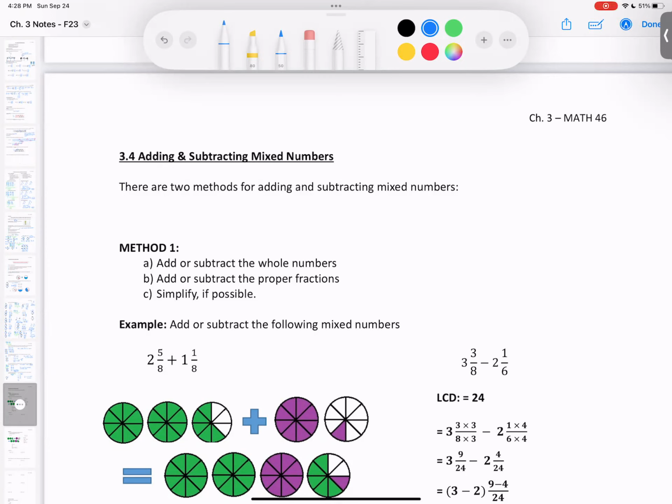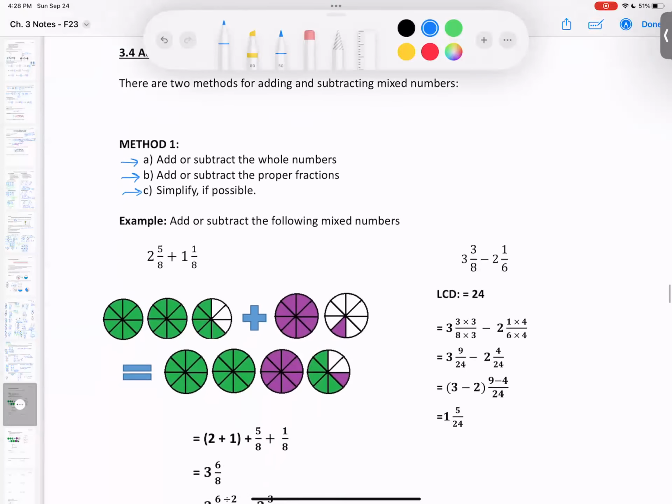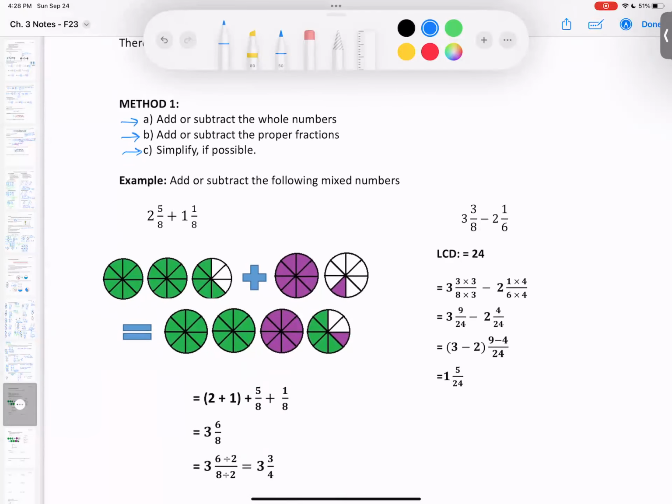So there's two ways we can add and subtract mixed numbers. The first method is really to keep them as mixed numbers. So we're going to add or subtract the whole numbers. Then we can add or subtract the fractions and then simplify if needed. So for example, take a look at this first example.